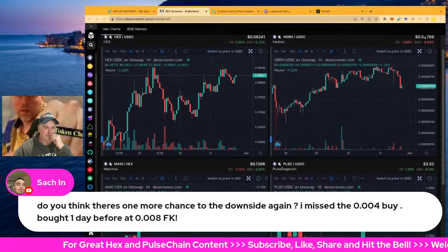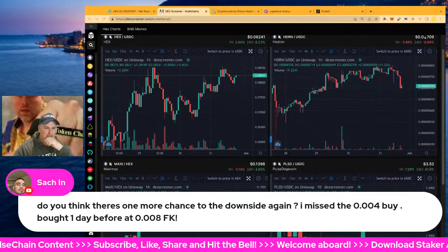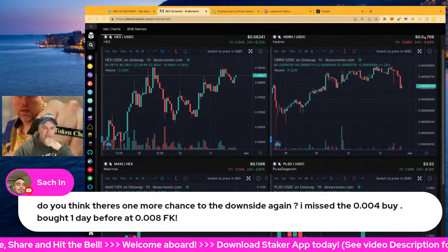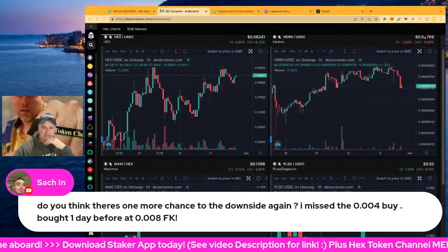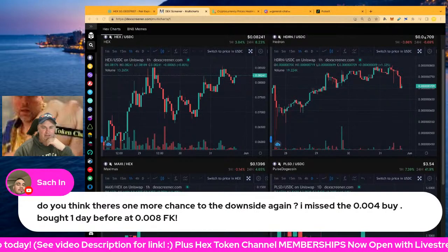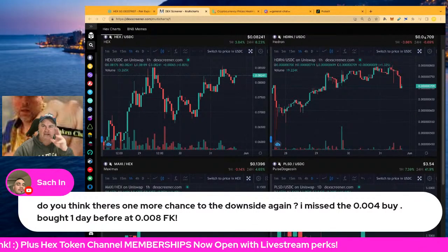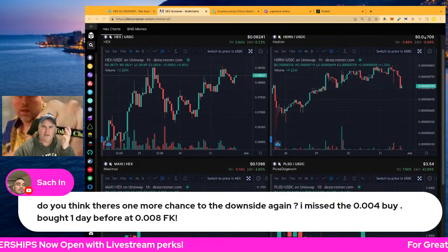Do you think there's more chance of the downside again? I missed the 0.04 buy. Bought one day before at 0.08. Sachin, there's always a chance of that. While we're under 10 cents, that chance is still fairly reasonable. Let me put a probability on that, or like a likelihood. Now, likelihood can be the same as a probability, but it can be different depending if you've got a portfolio. It can be different.